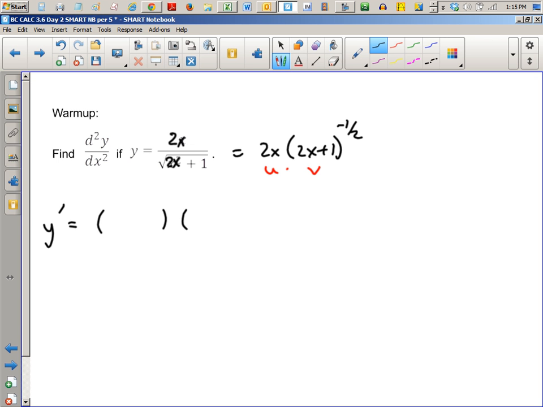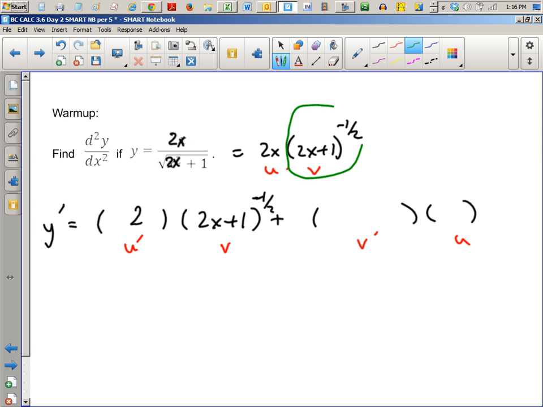So you're going to have this. The only one that's going to be difficult is when you get to v prime. Leave yourself a little more space. So this is u prime v and v prime u. Okay, so u prime is just 2. That's easy. V is just that. V prime requires the chain rule. So let's look at v prime.